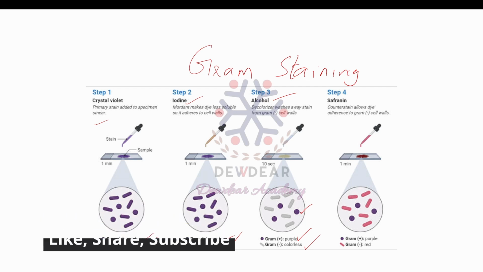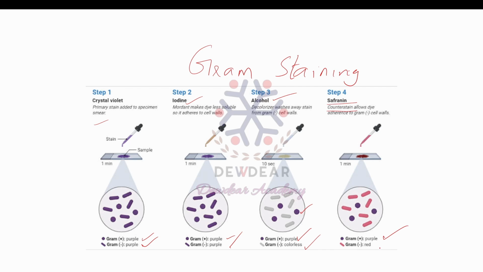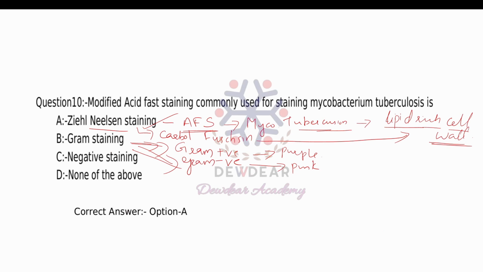Then comes the counter staining using safranin. Safranin is the counter stain used here. On counter staining, the gram positive will be purple and the gram negative becomes red or pink. So that is what I have explained here. The gram positive is purple colored and gram negative becomes pink or red. Anyway, this type of staining is not used for Mycobacterium tuberculosis.